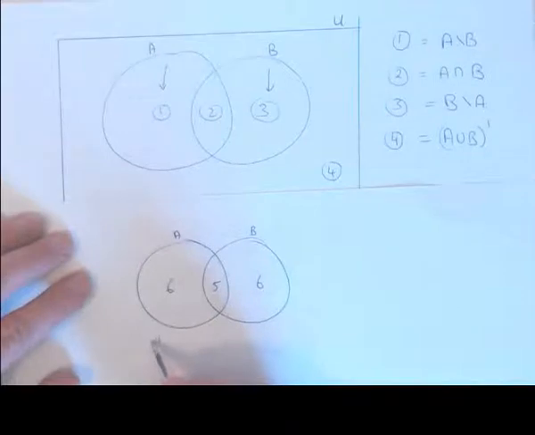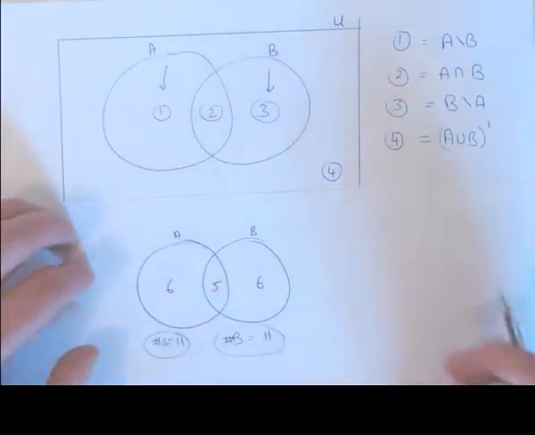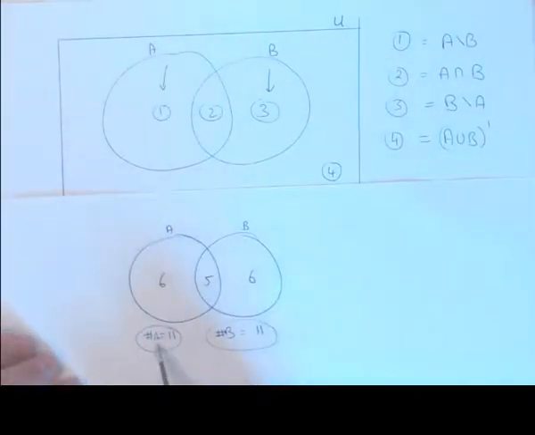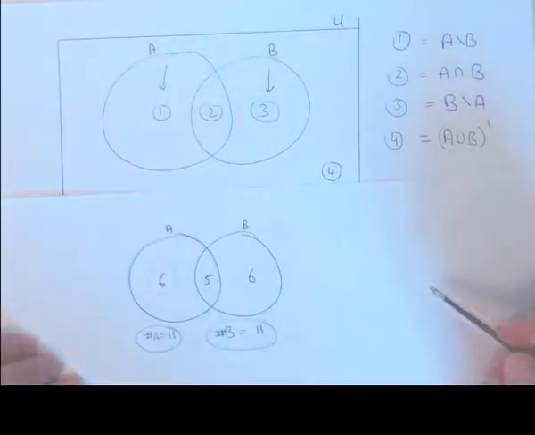The number of elements in A is 11. The number of elements in B is also 11. So the number of elements in A is the same as the number of elements in B. So the question is, is there any way that if we had 11 elements in A and 11 elements in B, that this wouldn't be the same?